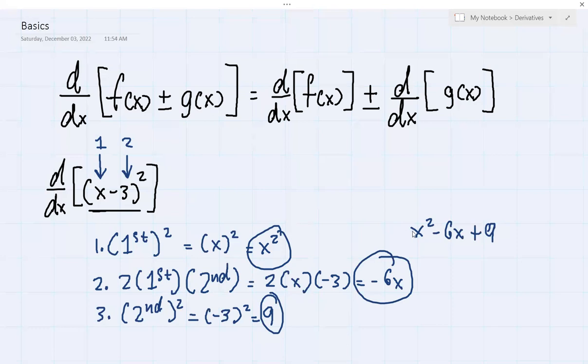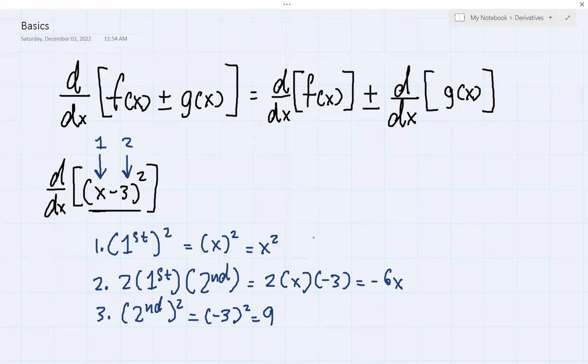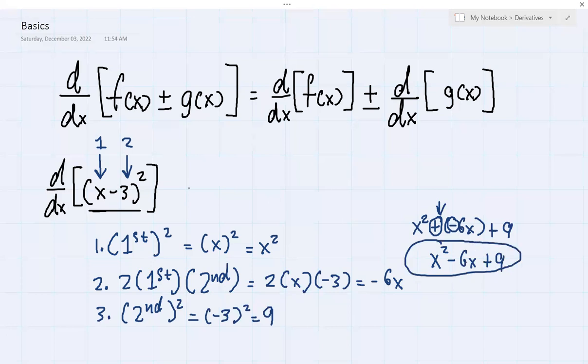By the way, if you're wondering why it's still minus 6x when we add the three terms, this is what happens. We add all the terms, so we have x squared plus negative 6x plus 9. Remember, when you have a negative and a positive operation, it becomes negative. So, hence, we will have x squared minus 6x instead. Anyways, this is now your expanded form.